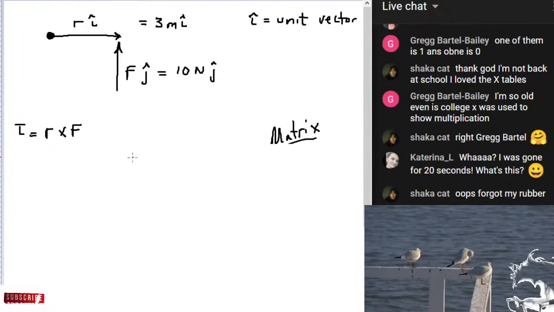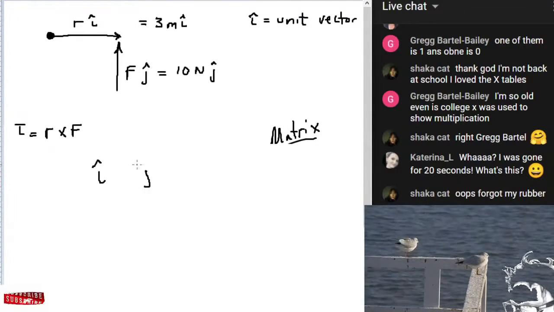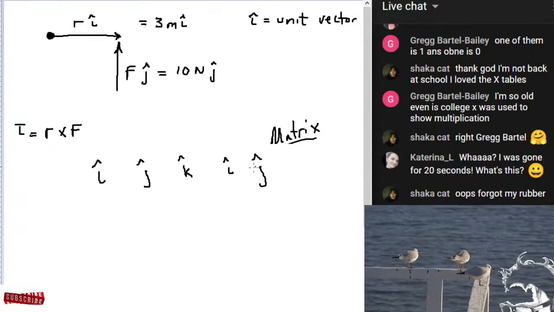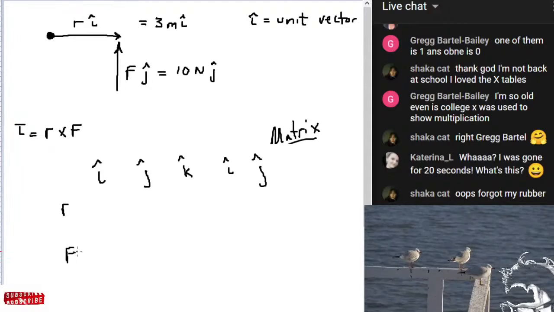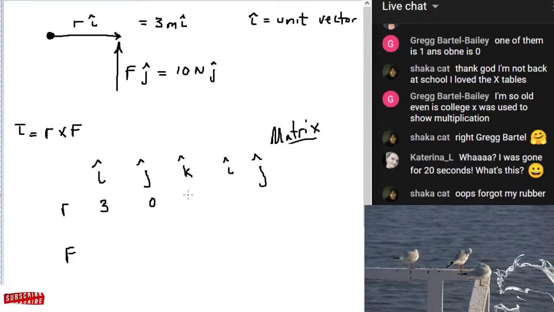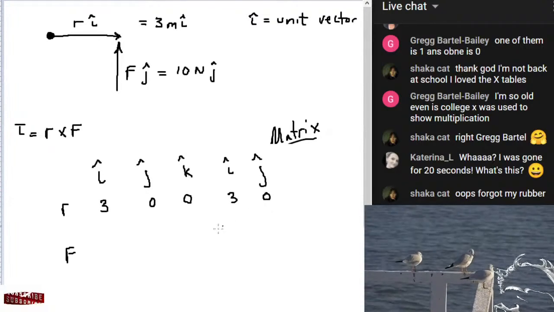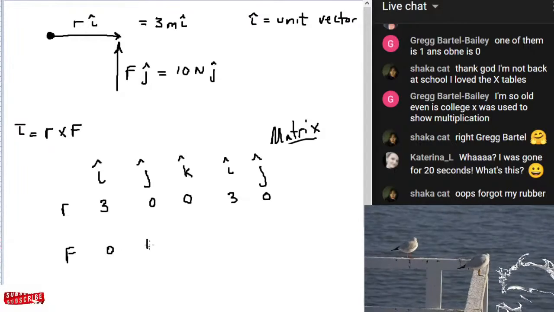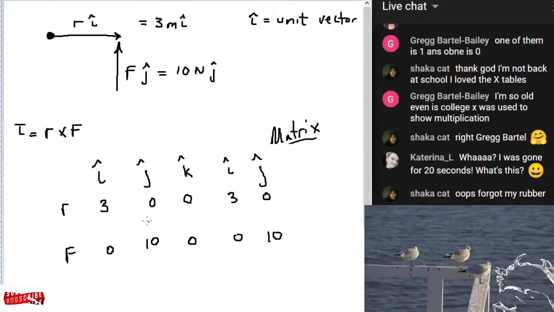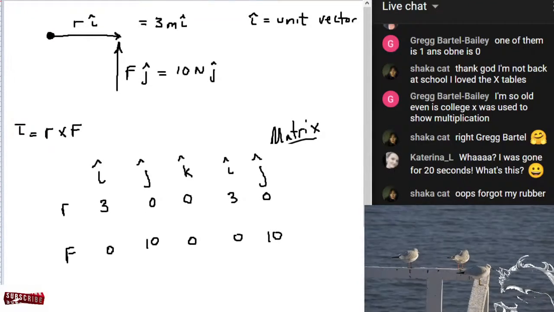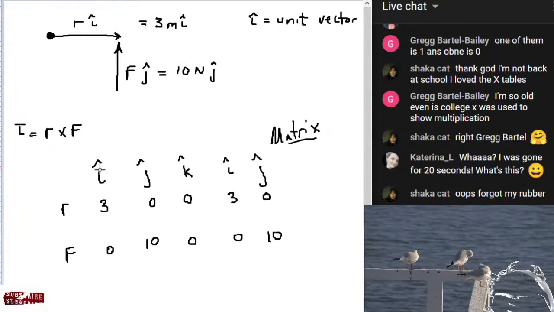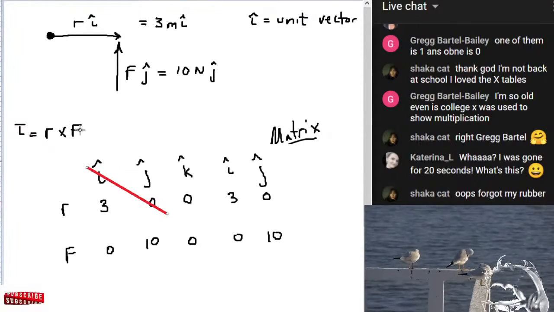Okay. Let's try this again. I, J, let's write real neat. K, I, J, R, F. So it's 300 and then 30, 0, 10, 0, 0, 10. I'm going to use this. I'm going to use shape. Okay, I'm going to go like this.